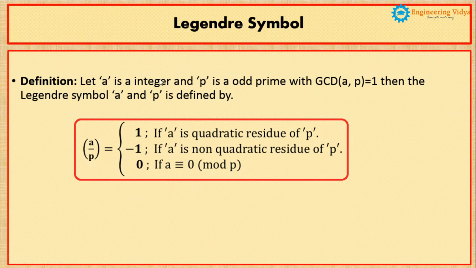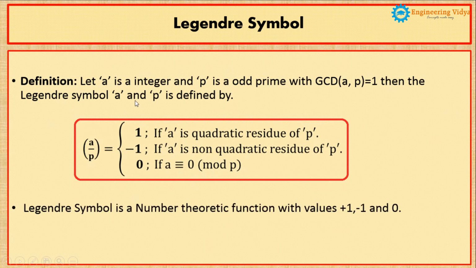The definition is very simple. Again I am repeating. The definition says that Legendre symbol a and p can have any of three values: +1, -1 and 0. It will have the value +1 if a is a quadratic residue of p. It will have the value -1 if a is a non-quadratic residue of p, and it will have the value 0 if a is congruent to 0 mod p. Right? In general, you can say Legendre symbol will have only three values, either +1 or -1 or 0, and it is a number theoretic function, right? So this is all about the definition of Legendre symbol.